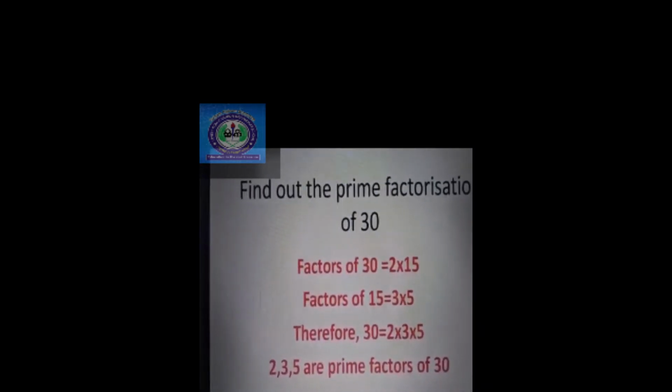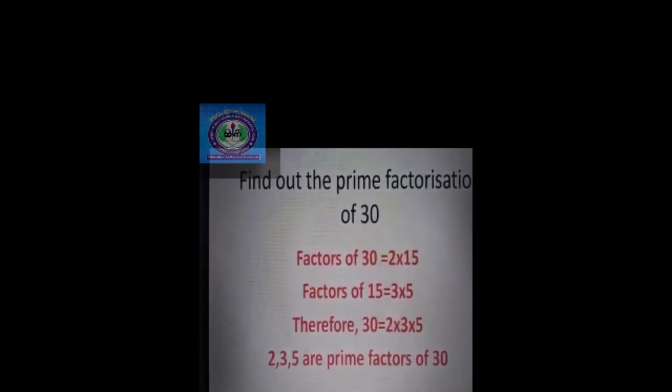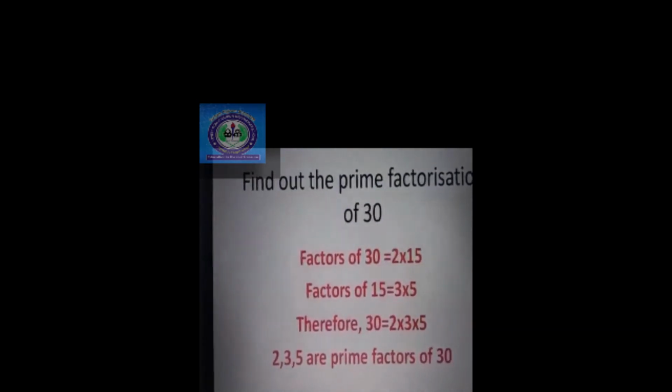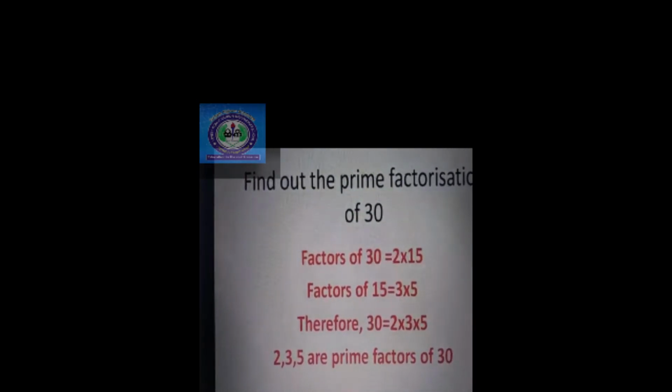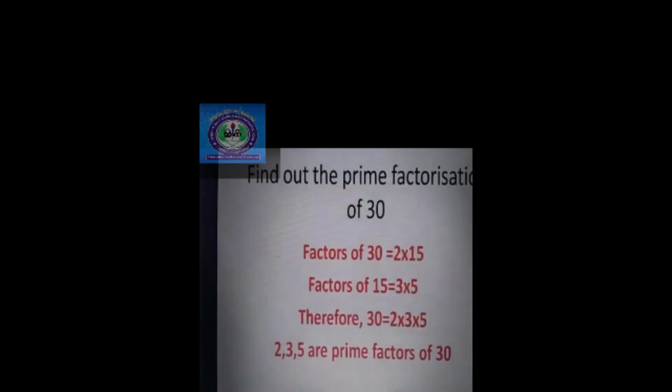We have 30 is equal to 2 into 15, and now 15 is equal to 3 into 5. So the factors of 30 are 2 into 3 into 5. So 2, 3 and 5 are the prime factors of 30.